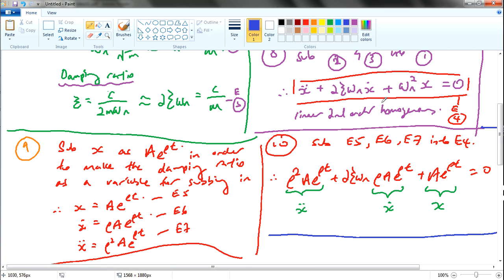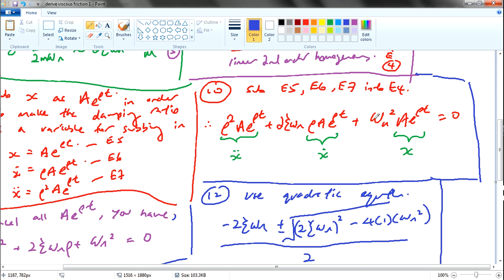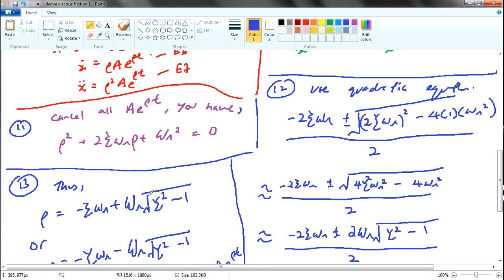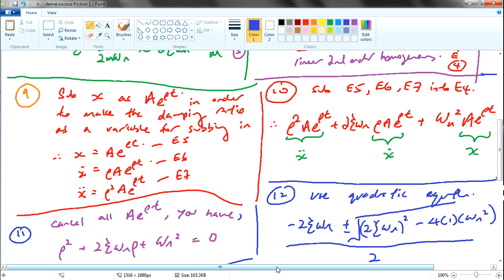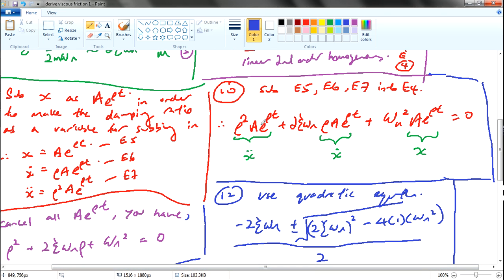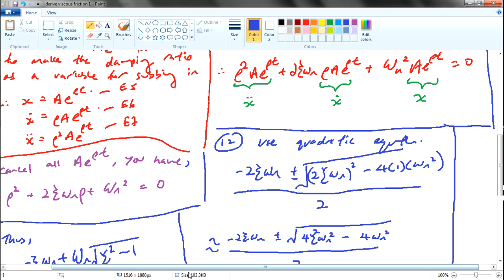Just take note that I already changed this. Just now, if you remember, it was A e^(rho t) only. So I just put in rho m squared because I forgot to put it in. And now we cancel. The next step is to cancel all the A e^(rho t). Because they are like a constant, we can just remove the constants.